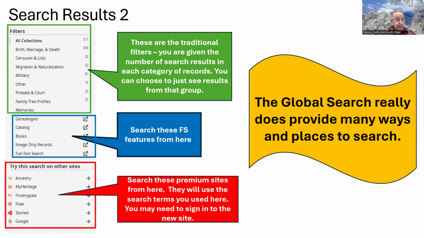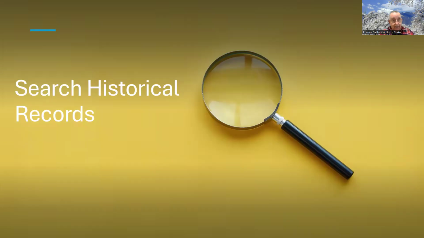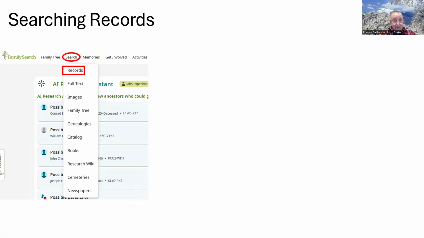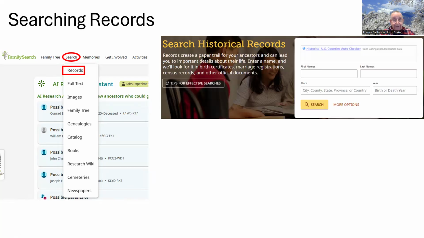This is something that's new. You need to look at it, think about it, and try it out and see how it works for you. Okay, let's talk about the historical records. Of course, they've always been found by going to Search on the ribbon at the top of FamilySearch, then Records. This is one of two places where they are found. Again, these are the records that have been indexed, transcribed through indexing.